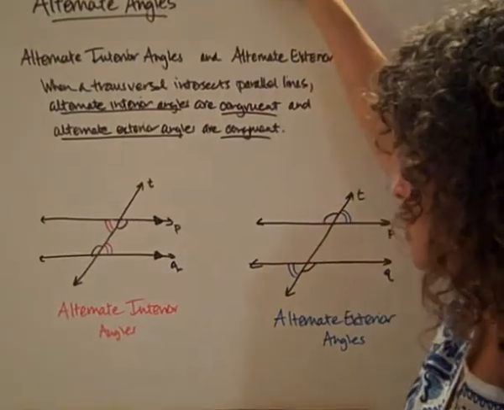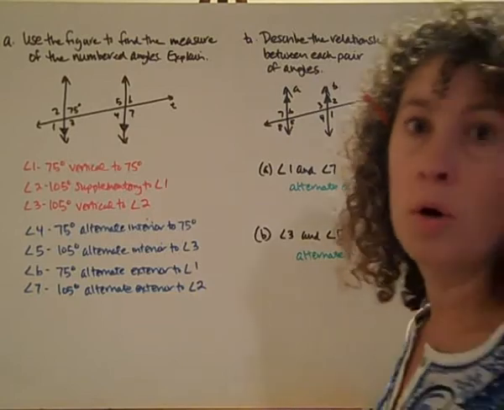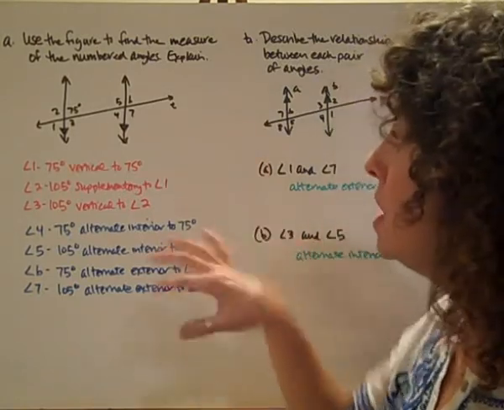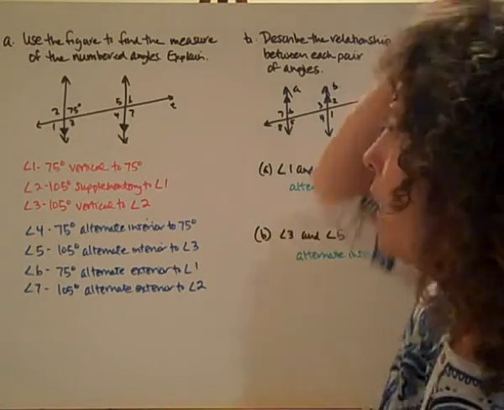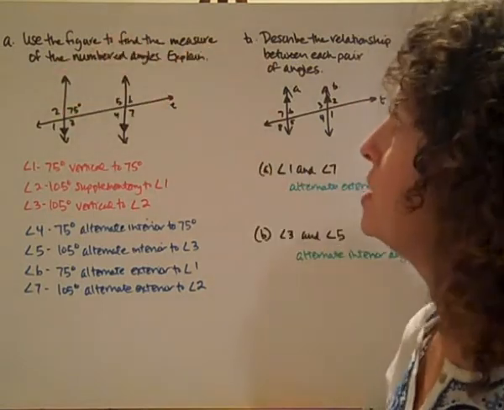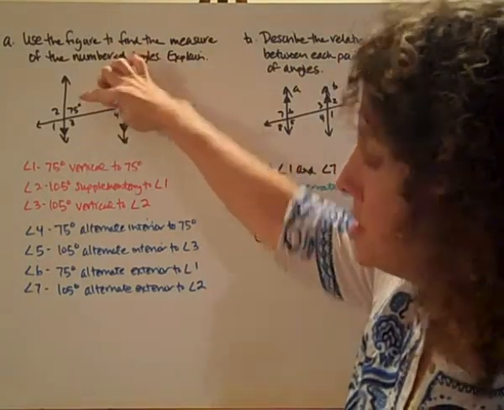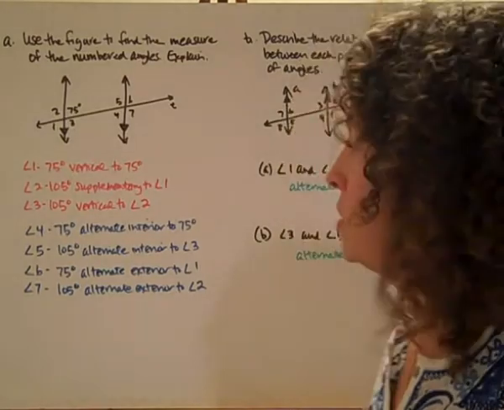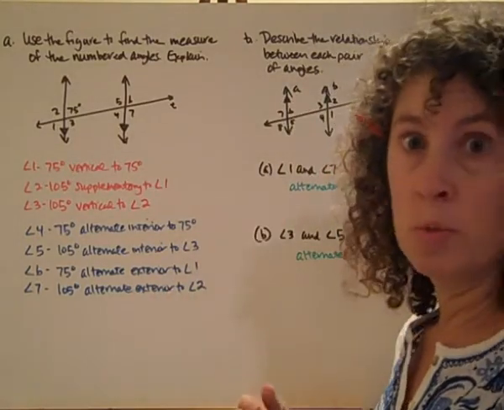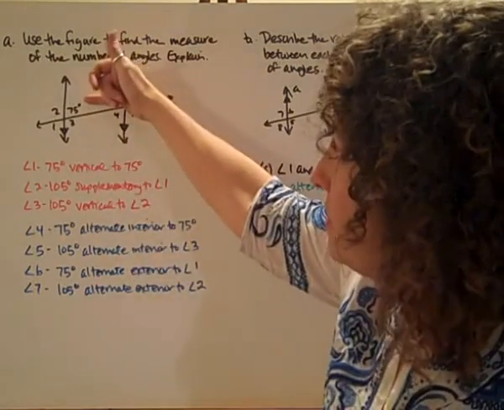So let's put those into use. This looks a lot like the ones we did in our angle pairs, but we're going to use some new pairs in there to help us figure out the measures. Use the figure to find the measures of the numbered angles and explain. So we have one measure that's given here, a 75-degree angle, and we're going to figure out what the measures of all the other angles are using some of these new terms and new angle pairs that we've talked about. So we know our 75 degree.